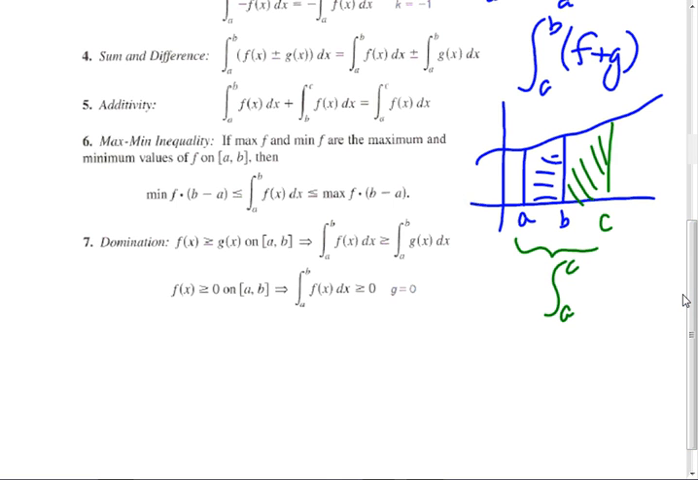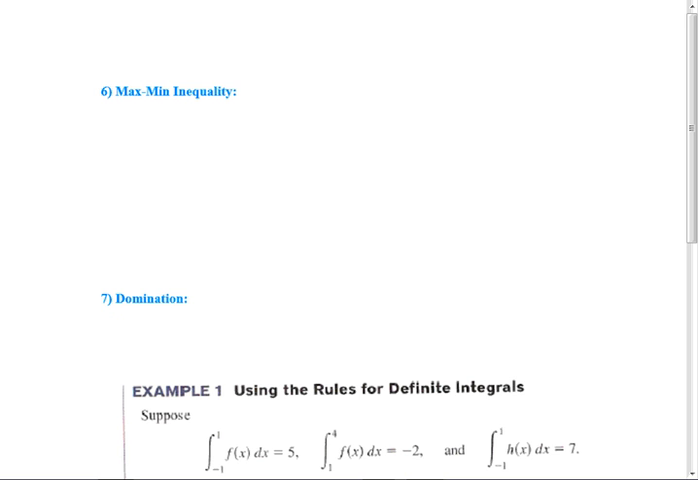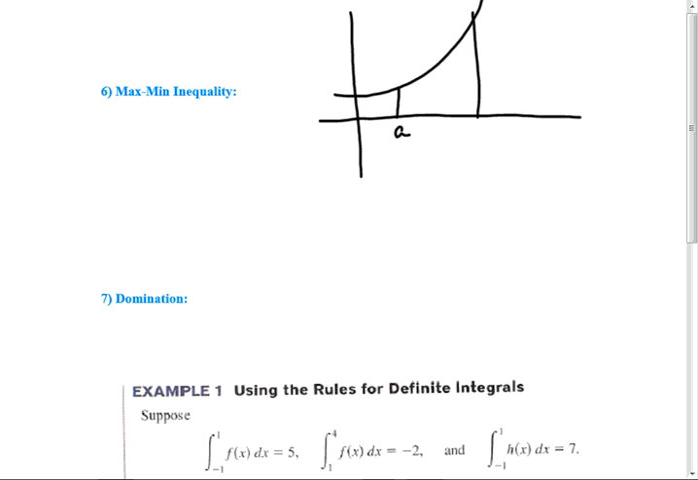Now, 6 looks really bad, doesn't it? It's kind of scary looking. So we'll do the max min inequality. I think I'll leave that there. And I'm going to take a function. It doesn't matter what function I have. There's a, and there's b, and there's f of x.